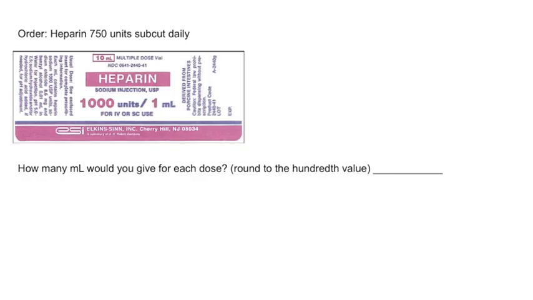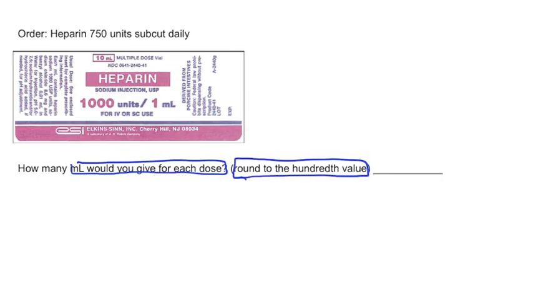As always, I ask you to read the end of the question first. In this case, it's saying how many milliliters will you give for a dose. Heparin is typically rounded to the nearest hundredth value. So we're going to do that. Keep that in mind here.